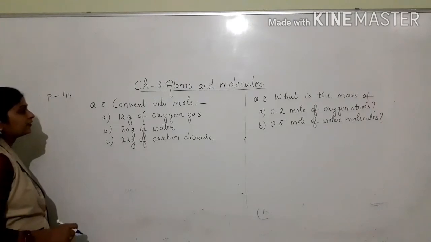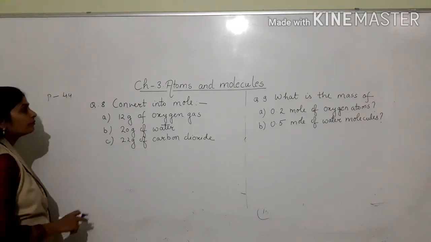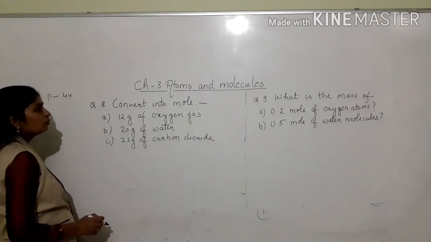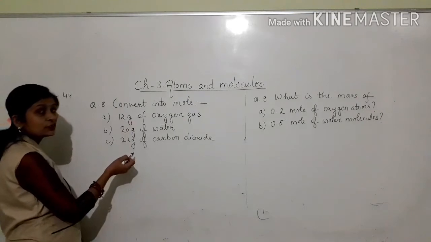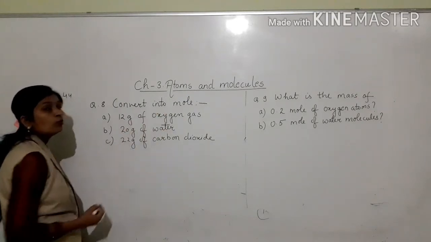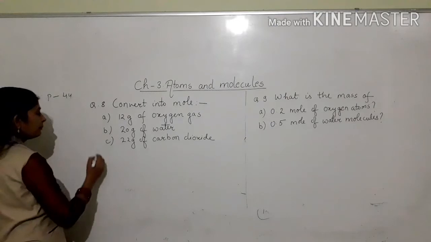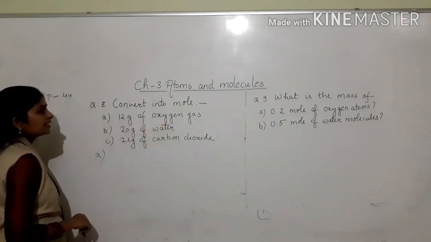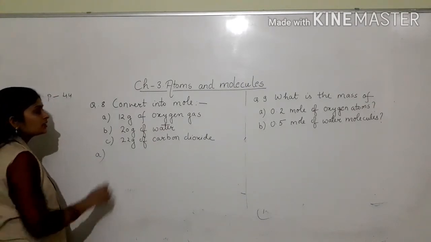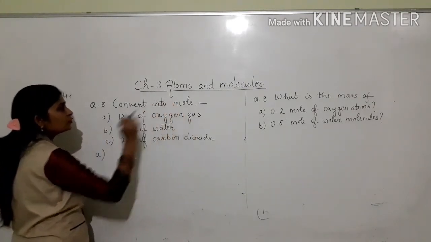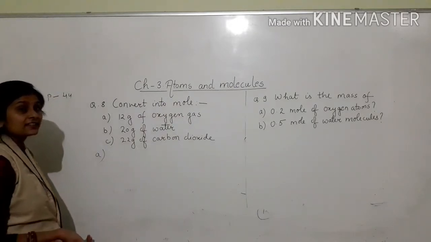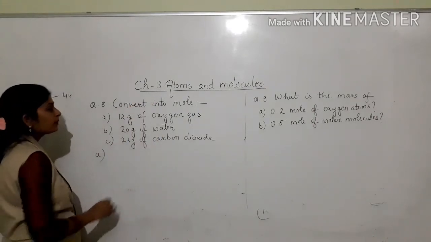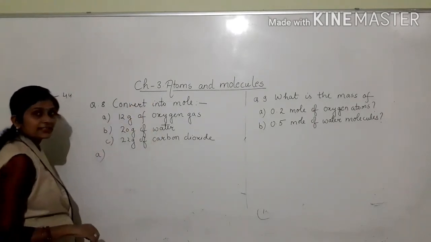Now question number 8 of same page number 44. Convert into mole. So we have to convert all these masses into moles. A part: 12 gram of oxygen gas. So we have to convert 12 gram of oxygen gas into moles. In other words, I can say that we have to find out the number of moles present in 12 gram of oxygen gas.